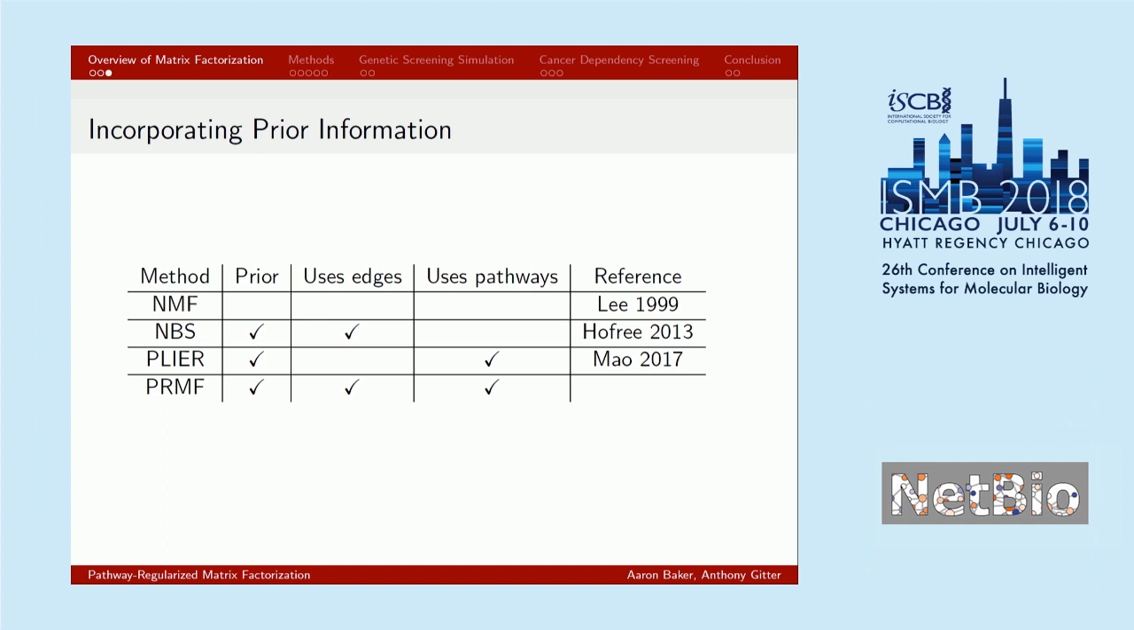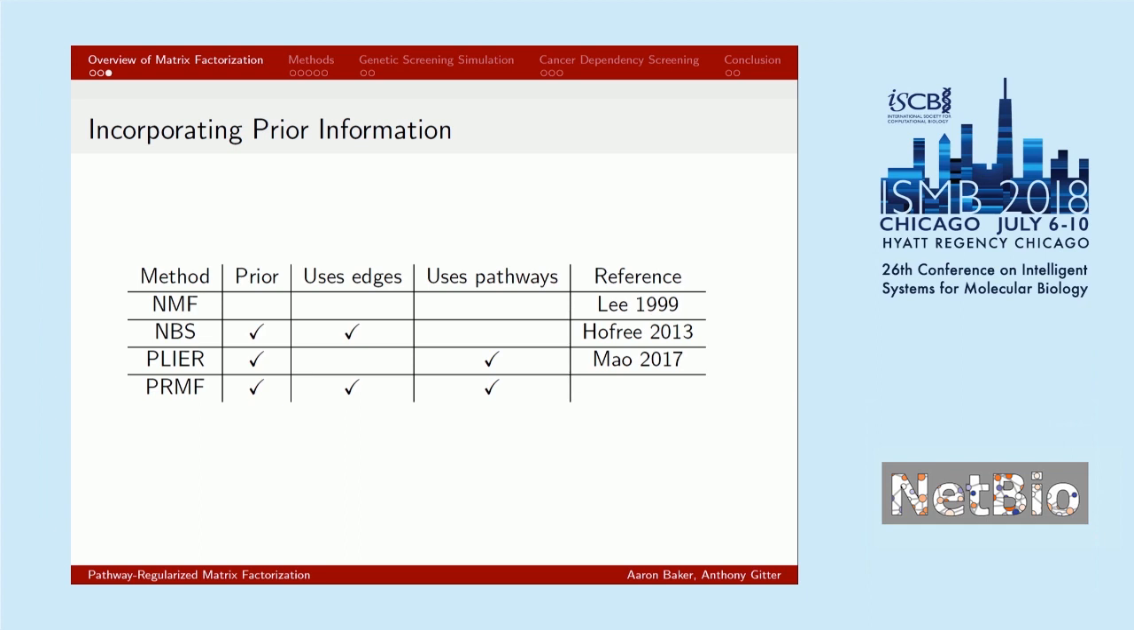So some past work has done this, including network-based stratification, which used priors in the form of a protein interaction network. However, one problem with this is that protein interaction networks tend to collapse data from all different types of contexts, and so we lose some of the context-specific information that might be present in our latent factors.